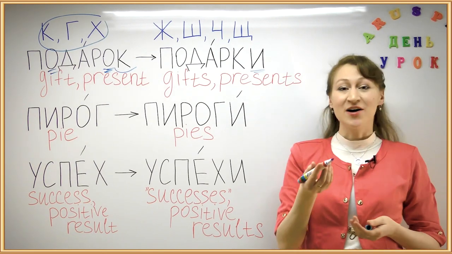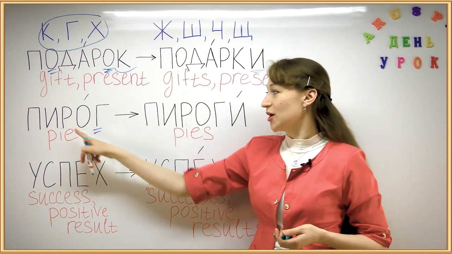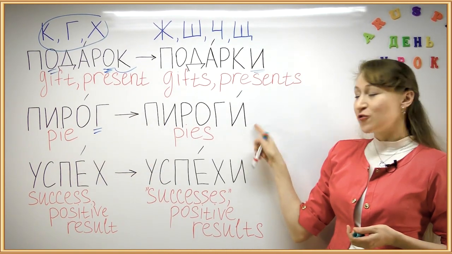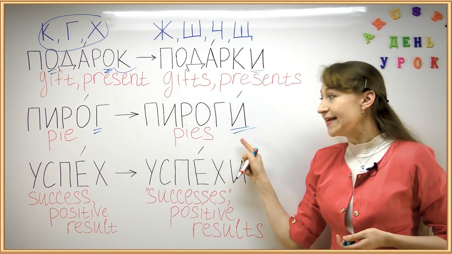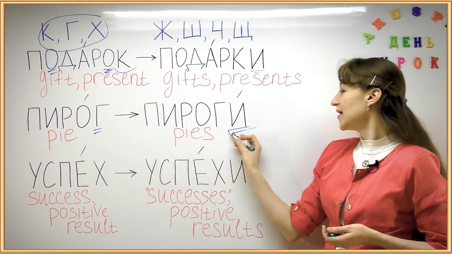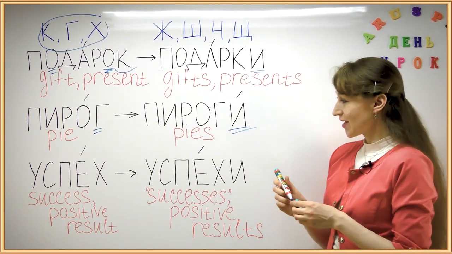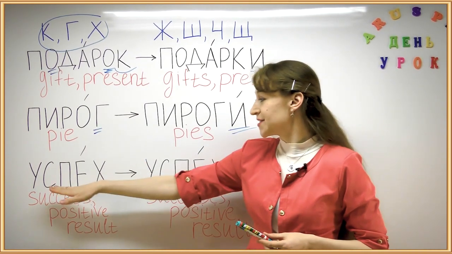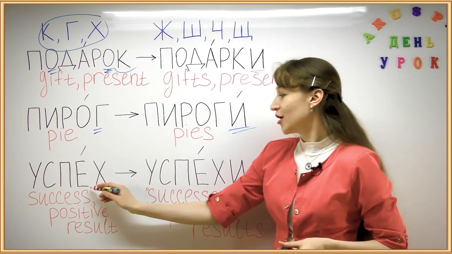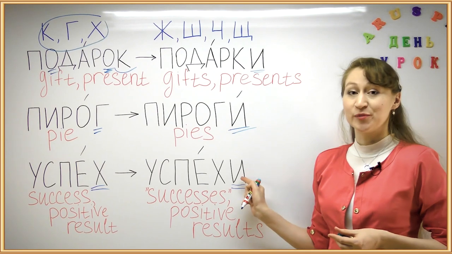Now let's look at another masculine noun ending in г. Пирог, пирог. Here О is stressed. The plural form is пироги. So again, instead of adding ы, we added и, because г is never used with ы. And the last example here is успех. Again, a masculine noun ending in х, успехи. Again, и instead of ы in the plural form.